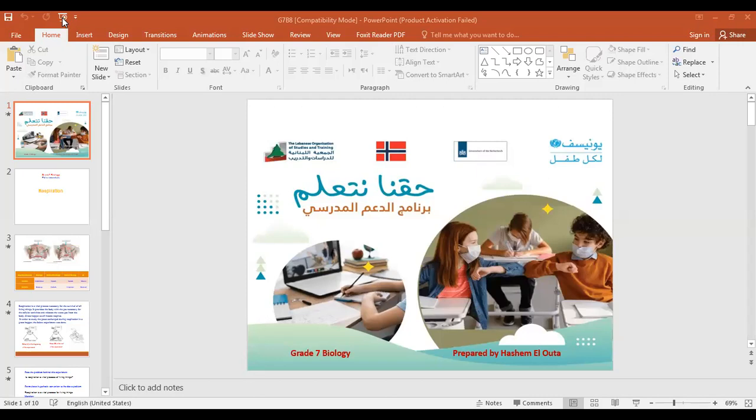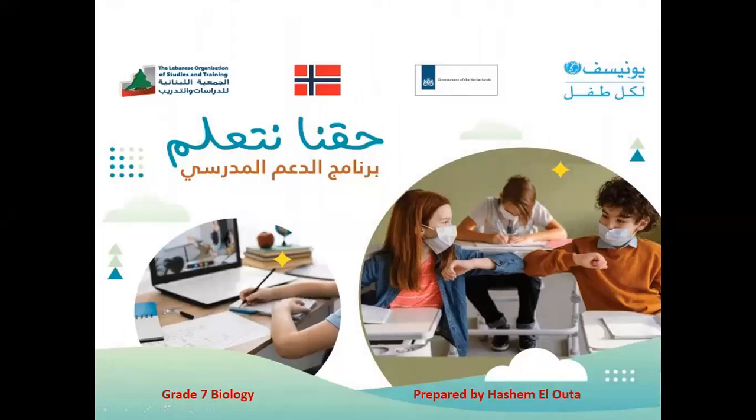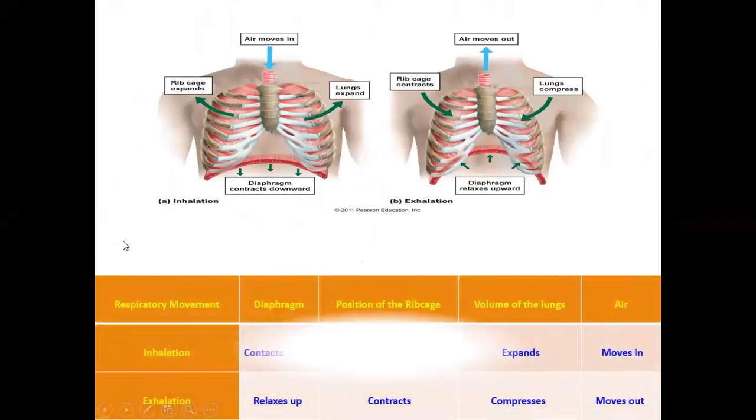Today we are going to practice about the respiration. Look at the picture here and fill in this table. The respiratory movements are inhalation and exhalation.